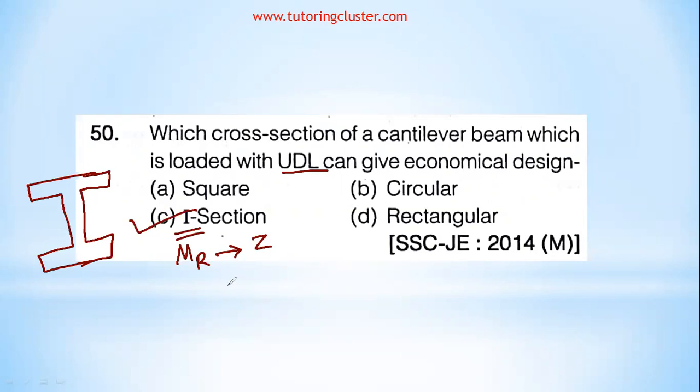So economical design depends on the section modulus, or the moment of resistance. How good, how stiff that section is to carry the load. So this is all about question number 21 to 15. We have seen the explanation for each question. Hope you have understood this. And in the next part, we will solve question number 51 onwards.